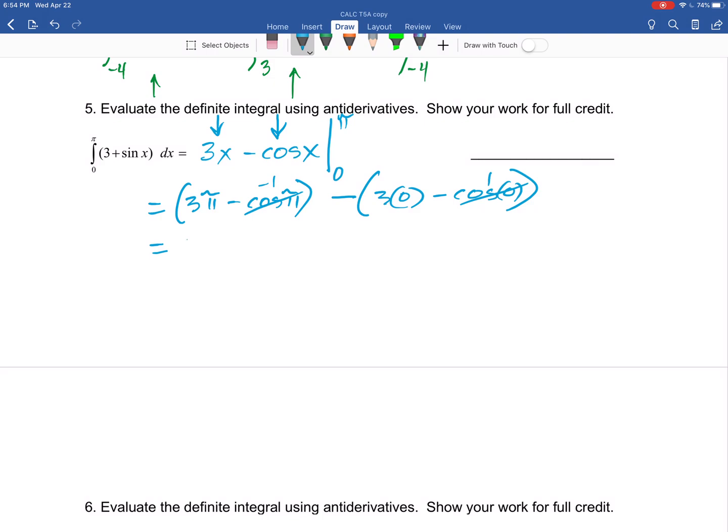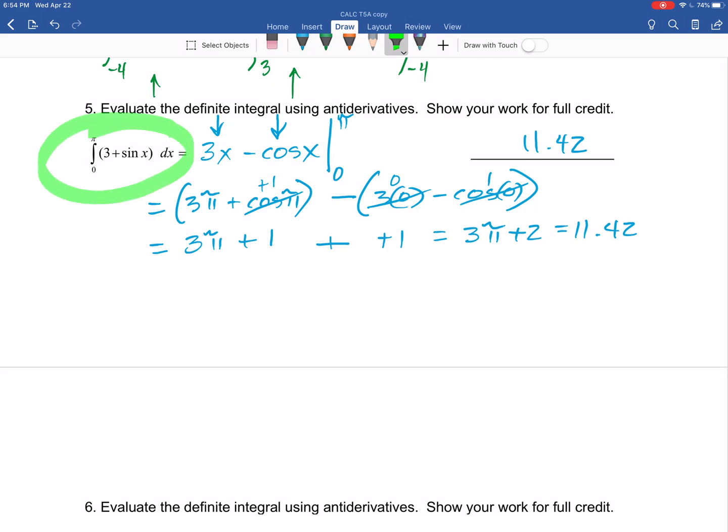So here's what it looks like we got. 3 pi minus a negative, so that's plus 1. Then we have, of course, that's 0. So we have minus a -1. Minus a negative plus a positive. Hey, that's going to be 3 pi plus 2. Do that in your calculator. I get 11.42. Can you check it? Sure you can, by doing the original integral in your calculator.